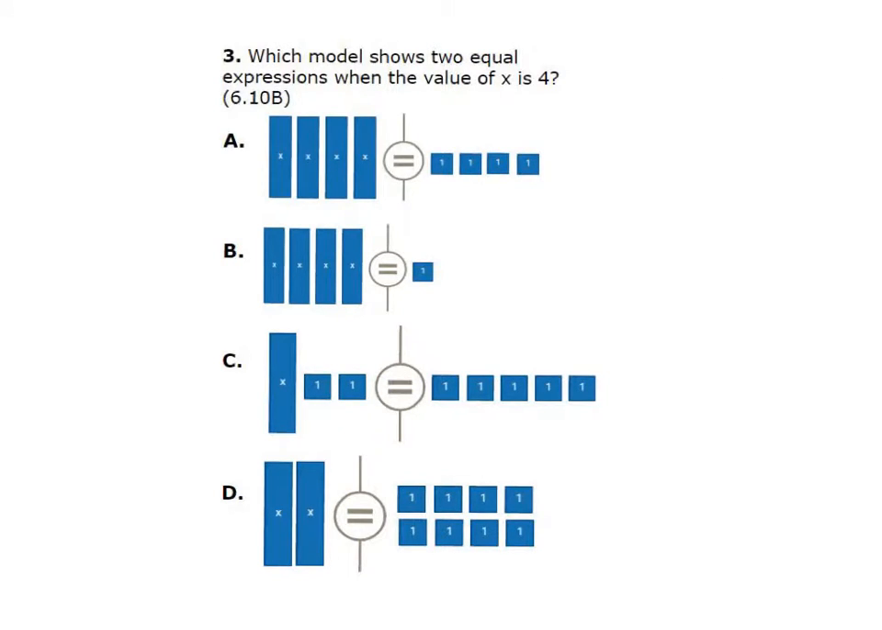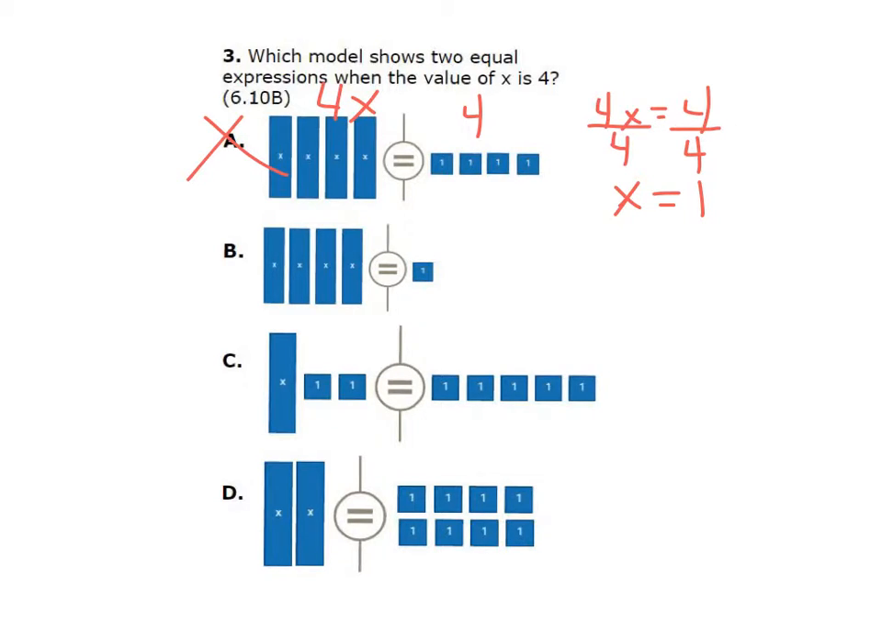Okay, so here's number 3. Which model shows two expressions when the value of x is 4? So let's look at them. On the first one, you have 1, 2, 3, 4. That's 4x. And on the other side is 4. If you were to solve this, 4x is equal to 4. This means multiplication, so I'm going to divide by 4, divide by 4. So x will equal 1. So in this case, A is not your answer. So make sure you put that correctly.